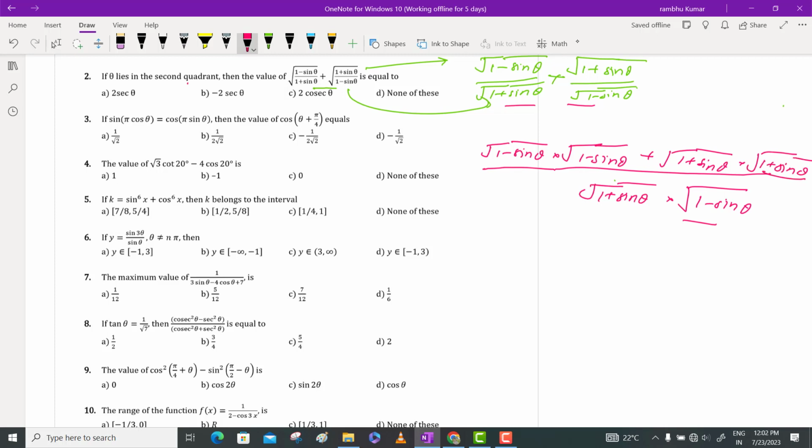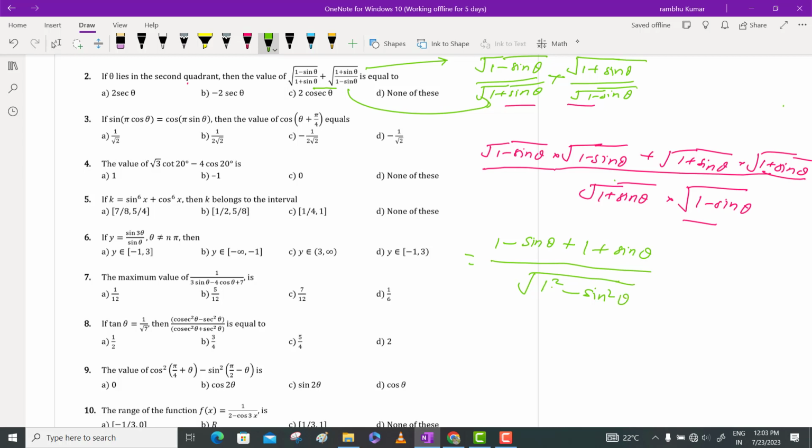Okay, now from here if you simplify the given expression, then we will have 1 minus sin theta, 1 minus sin theta will give you 1 minus sin theta plus, because root gets cancelled, and then we have 1 plus sin theta, and in denominator we will have root under 1 square minus sin square theta.